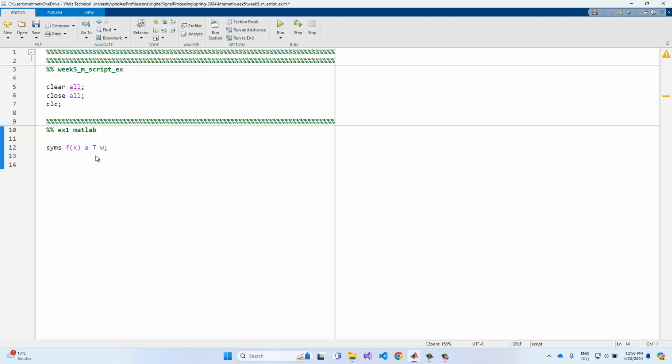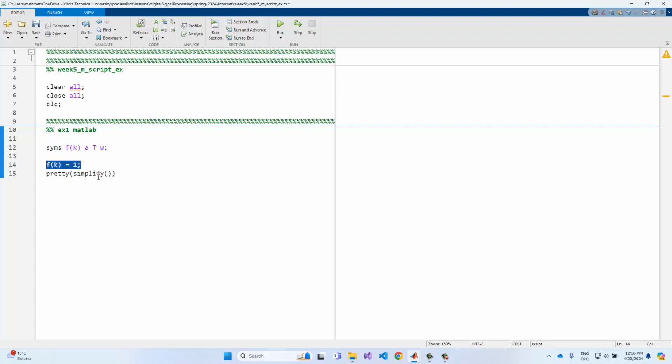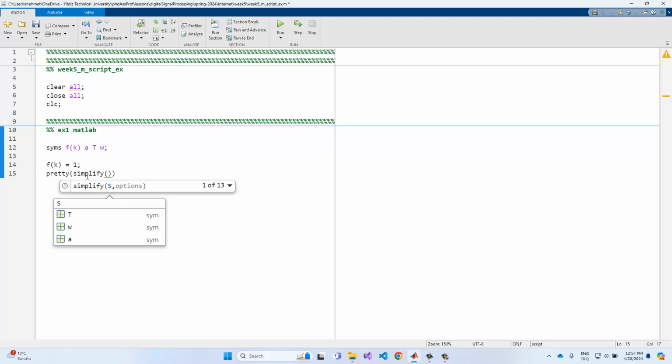Firstly, just remember that we can define f(k) equal to 1, the unit step signal, in here, just like this one. In order to take the Z transform of these terms, we can use pretty and simplify. This is good looking for the transformation results. Simplify the equation in terms of the Z value in here, and the pretty returns a nice looking form of our equation.